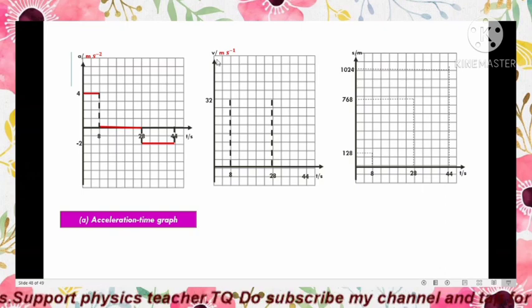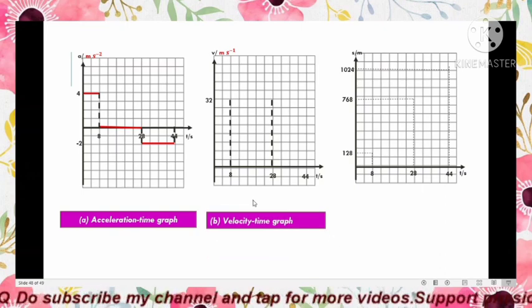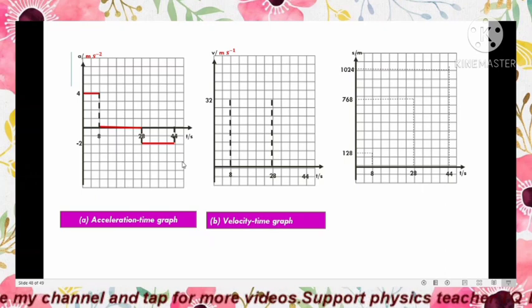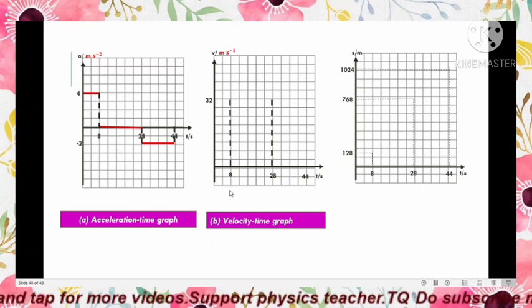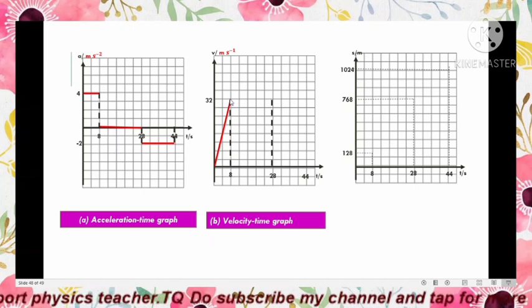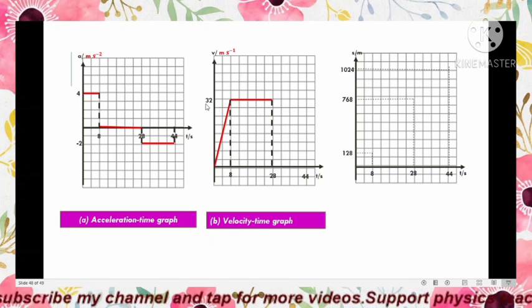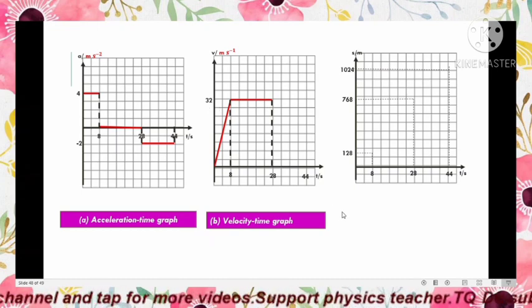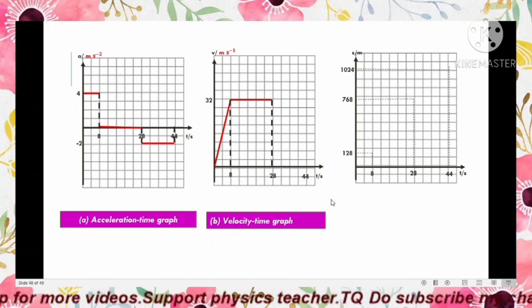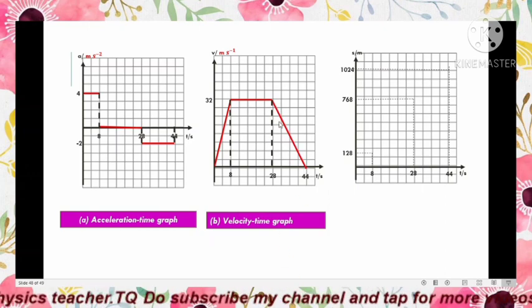Okay, for the velocity time graph, 0 to 8 just now is uniform acceleration, and then it achieves a final velocity of 32 here. Okay, and then 8 to 28, uniform velocity 32 meters second negative 1. 28 to 44, decelerate or negative acceleration. So you have a negative gradient in this part.